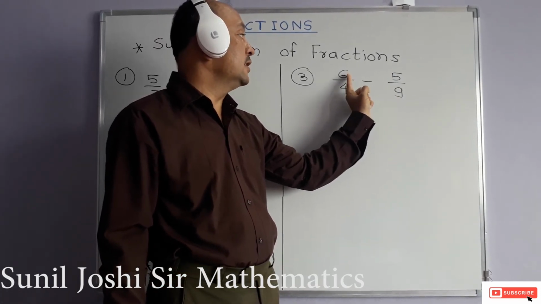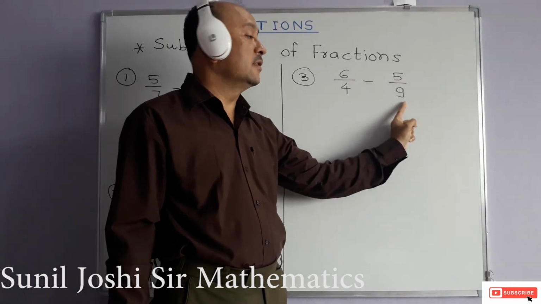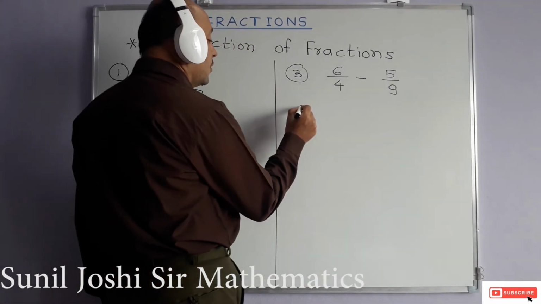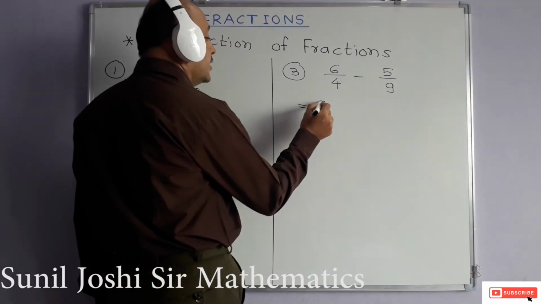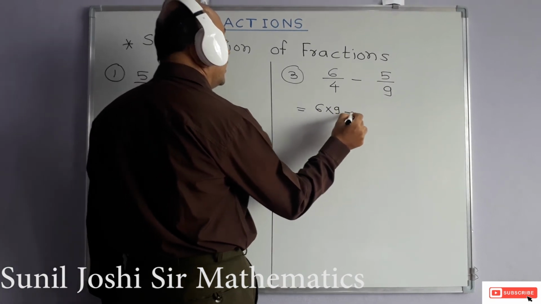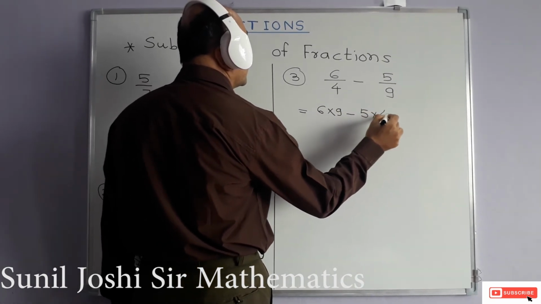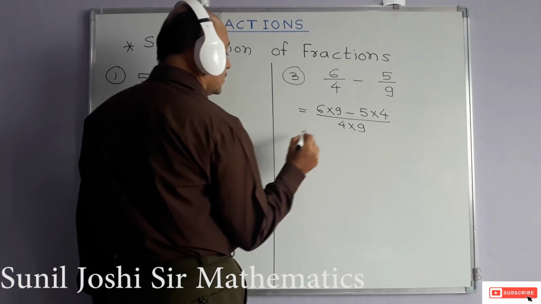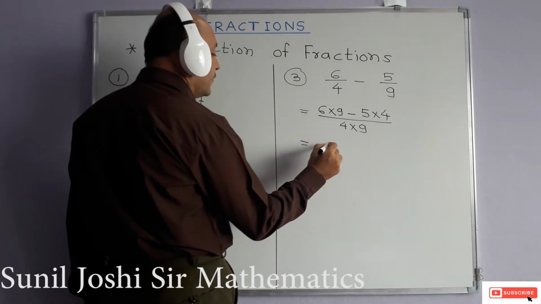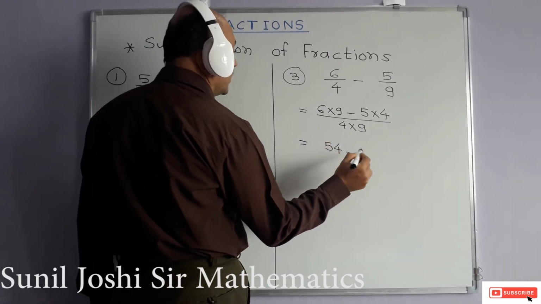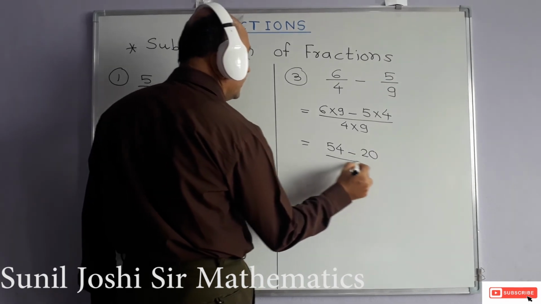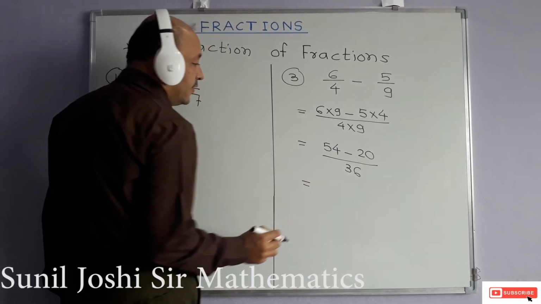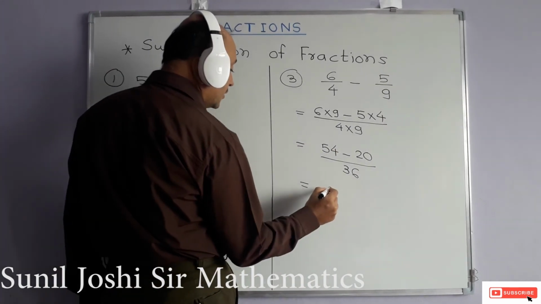Don't subtract like this: 6 minus 5, 4 minus 9. This is not a rule of addition or subtraction of fractions. So let us go ahead with cross multiplication. It is 6 multiplied by 9 minus 5 multiplied by 4 divided by 4 multiplied by 9. Then what is 9 into 6? 54 minus 5 into 4, 20 divided by 4 into 9, 36. So 54 minus 20, what is the answer?